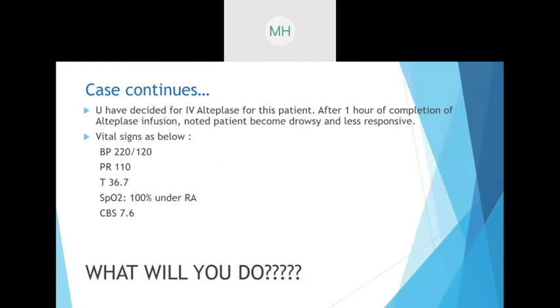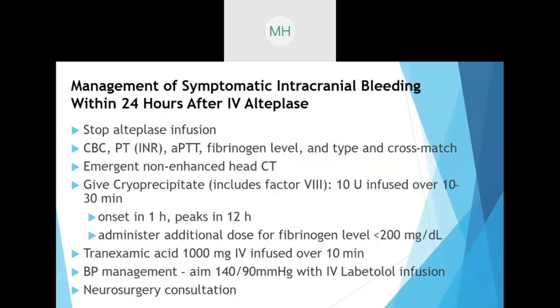If can maintain GCS, can proceed with CT brain. If cannot maintain GCS, secure the airway. Right. Thank you. So we proceed with CT brain, because we suspect this patient probably has intracranial hemorrhage.